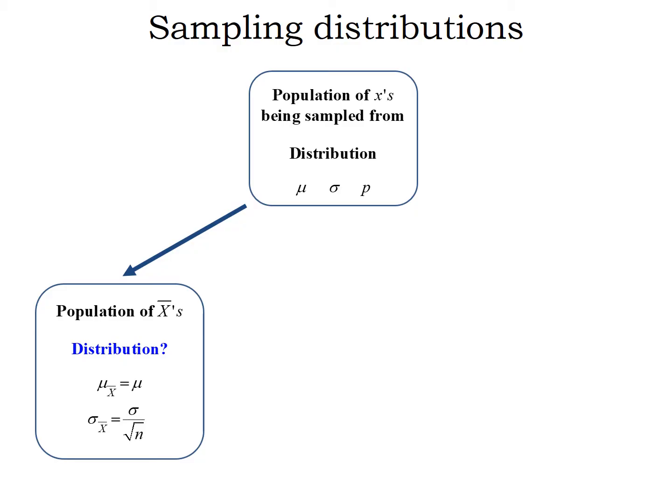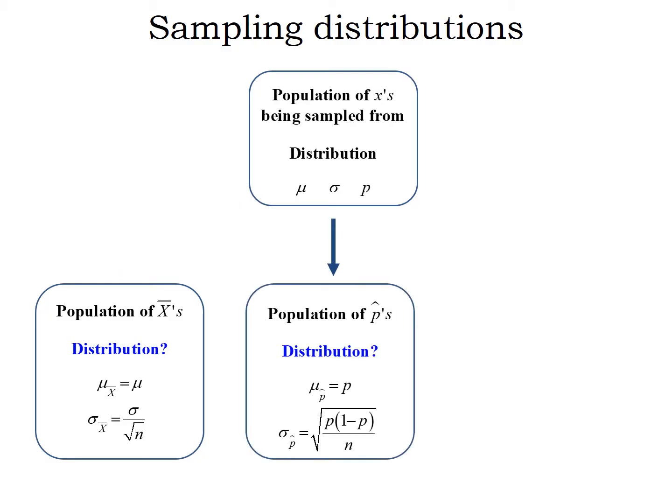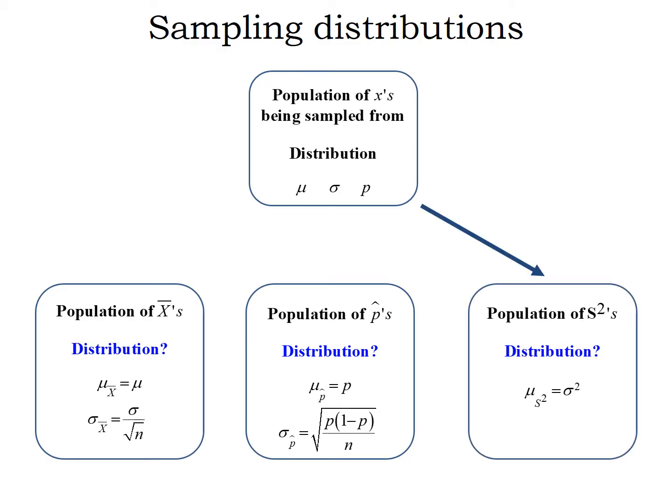We've looked at the population of sample means. We know their mean and standard deviation, but we don't yet know the distribution. We've looked at the population of p hats, the sample proportions. We know the mean and standard deviation of p hat, but we don't know the distribution. We've also looked at s squared, the sample variances. We know their mean. The standard deviation and variance of s squared, remember, was very complicated, so we're not dealing with that. And we don't know the distribution of the s squareds.